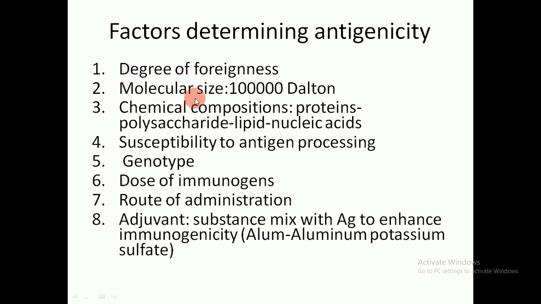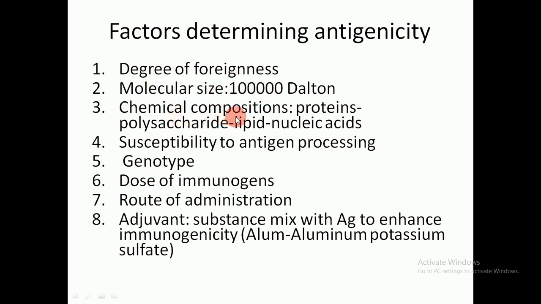Second factor, molecular size. The best molecular size of an antigen is 100,000 Daltons. If it is smaller than this, it is called a hapten. If it is too large, it does not lead to proper stimulation of the immune system.